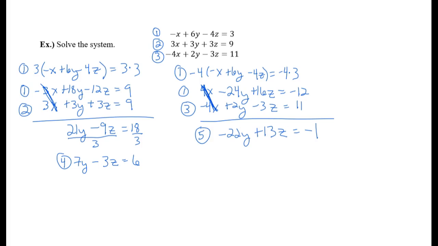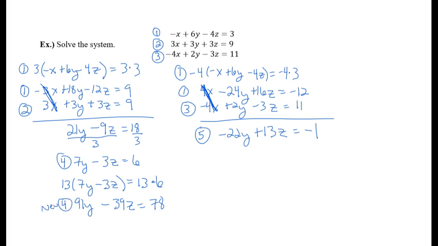So to get 39 for this z in equation 4, I have to multiply both sides of the equation by 13. 13 times 7y minus 3z equals 13 times 6. If I multiply that through, I'm going to end up with 91y minus 39z equaling 78. So this is my new equation 4.